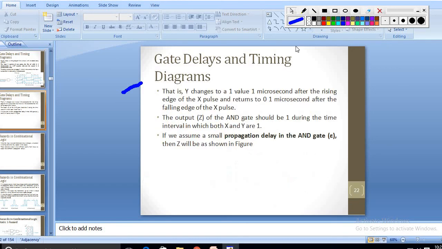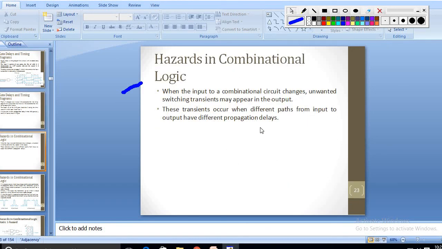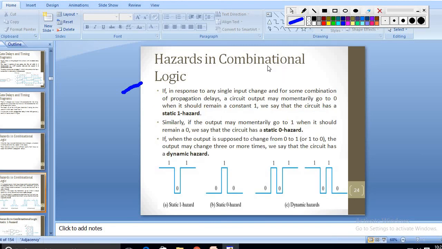The next topic is hazards in combinational logic. When the input to a combinational circuit changes, unwanted switching transitions may appear in the output. These transients occur when different paths from input to output have different propagation delays. That we'll see. In hazards in combinational logic, we first see the static 1 hazard and static 0 hazard, and after that the dynamic hazard.